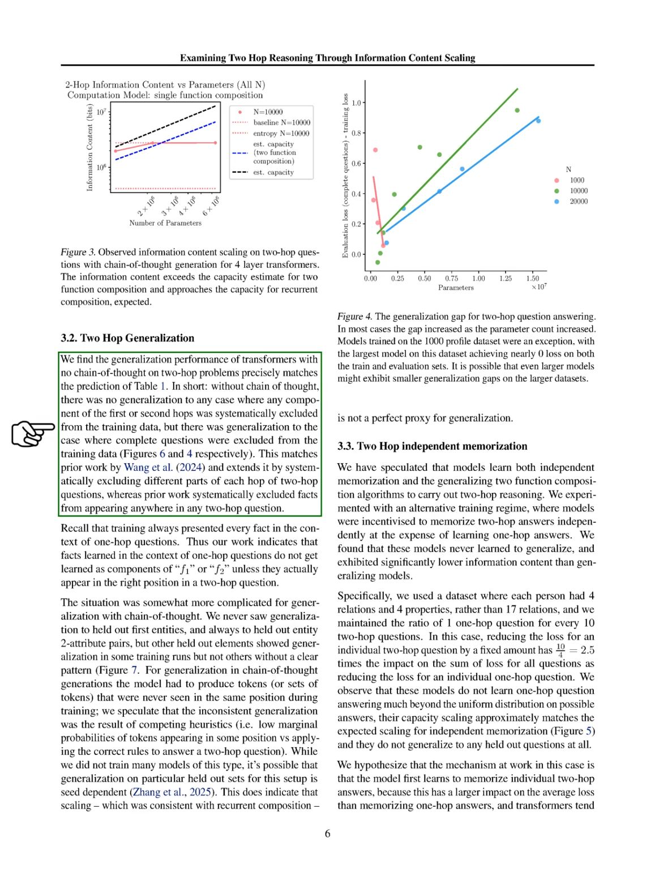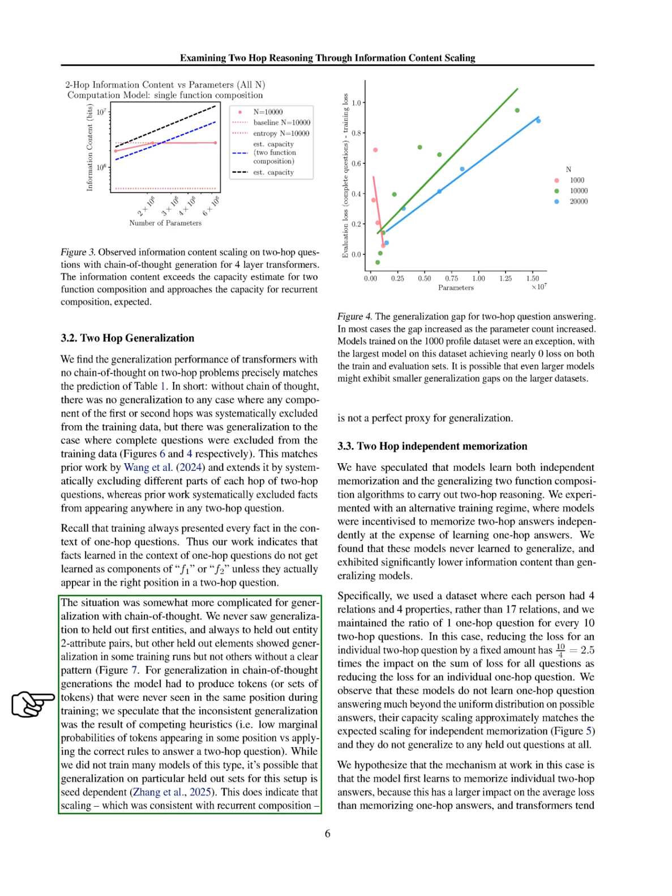This observation builds on previous research by systematically excluding different components of two-hop questions, unlike prior studies that removed facts from any two-hop context. We note that during training, every fact was presented within one-hop questions, indicating that facts learned in this context do not contribute to the two-hop components unless they are positioned correctly in the question.